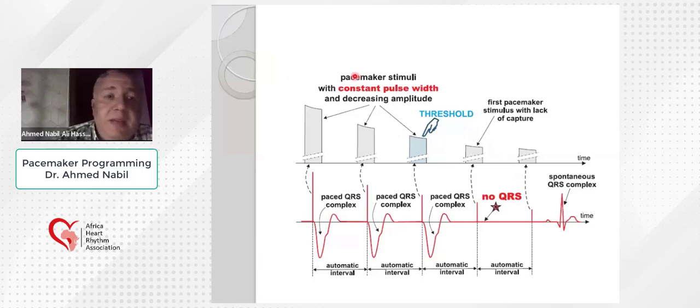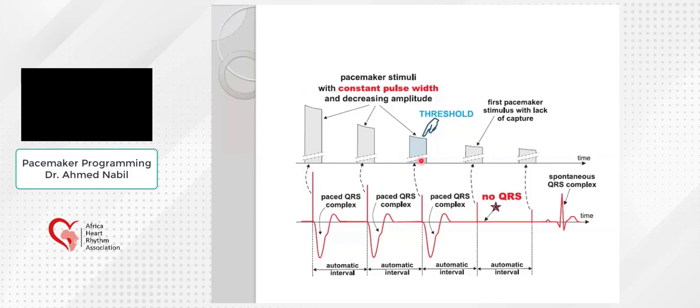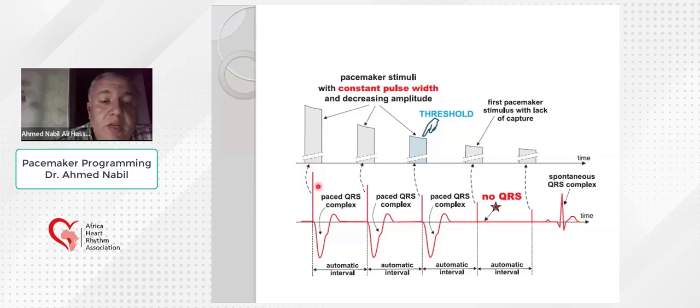How do I do the pacing threshold? I start first with a pacing amplitude which is relatively high. Usually I give this pacing amplitude at a stable or constant pulse duration. For example, I can start with 3.5 or 3 volts at 0.5 milliseconds, and then I start to decrease the output of the pacing while continuously monitoring the capture of the pacing.